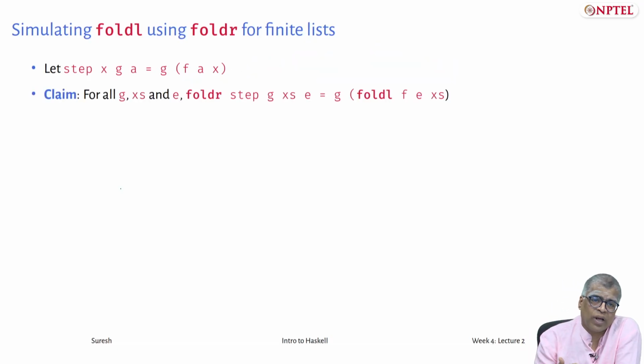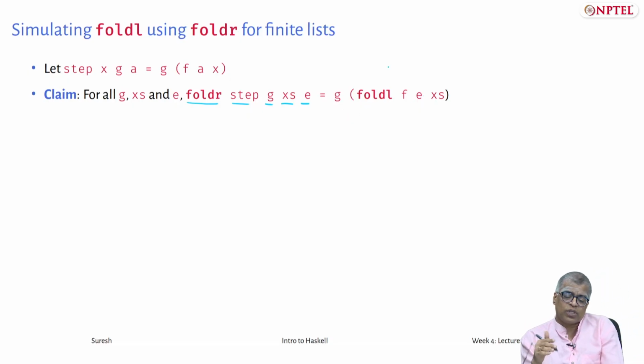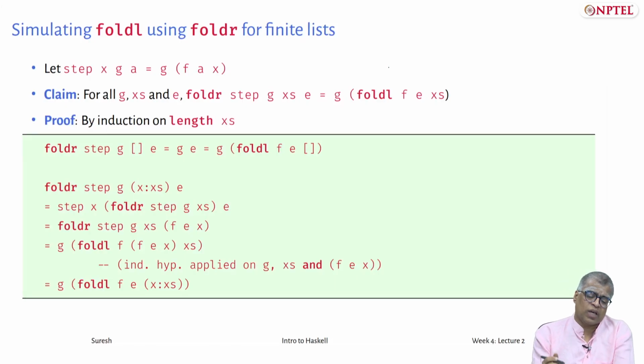Now, one can actually do proofs just like mathematical proofs by induction using Haskell. So, I claim that foldr step g xs e is nothing but g applied on foldl f e xs. This is what I claim. Let us prove this claim by induction on the length of xs.